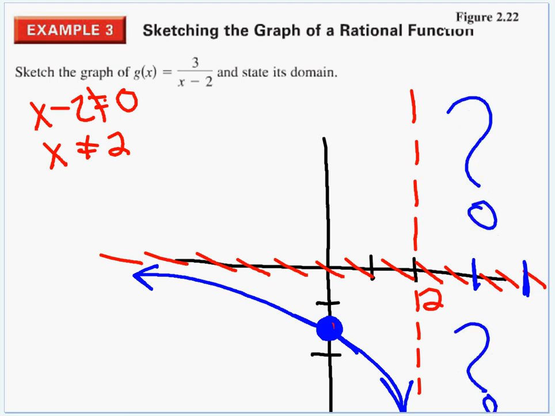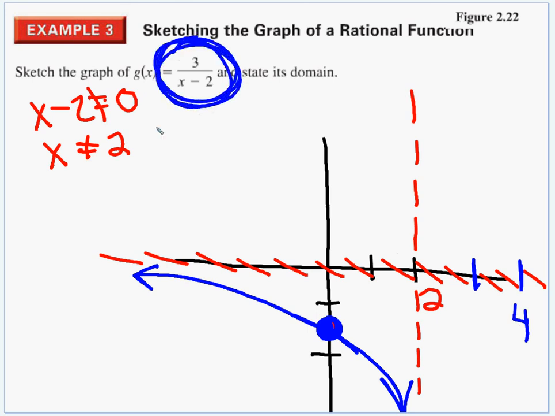I might be down here in quadrant 4. So here we're going to need another point. I'm just going to go out here and pick 4. If I plug 4 back into this original function, that's going to be 3 over 4 minus 2. 3 over 4 minus 2 is 3 over 2. More importantly, it's a positive 3/2.